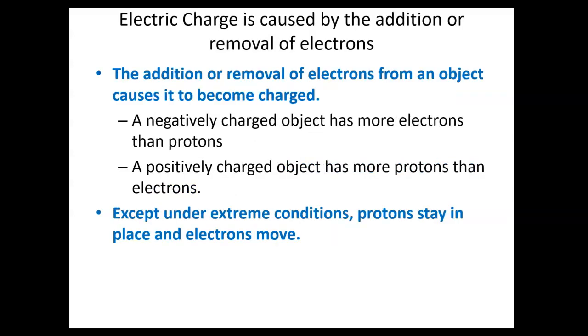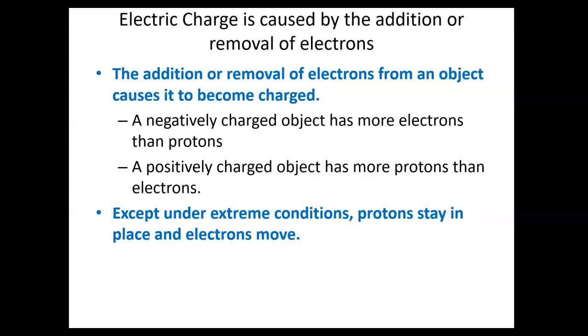Electric charge is caused by either adding or removing electrons. So if an object gains electrons, so that it now has more electrons than protons, that object now has a negative charge. If an object loses electrons, so that it is left with more protons than electrons, that object now has a positive charge. Both of these conditions are caused by electrons moving.